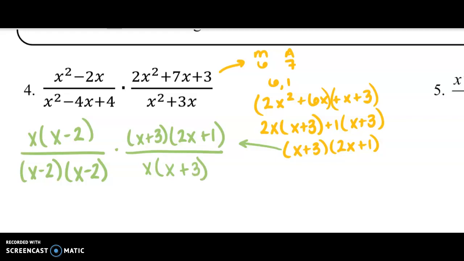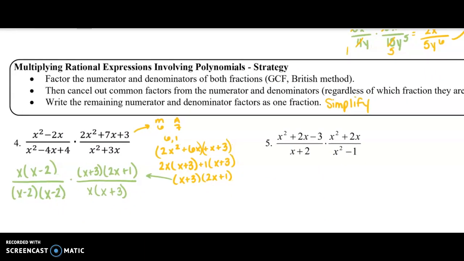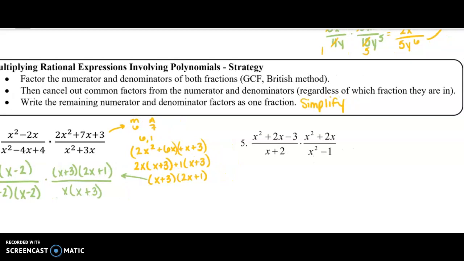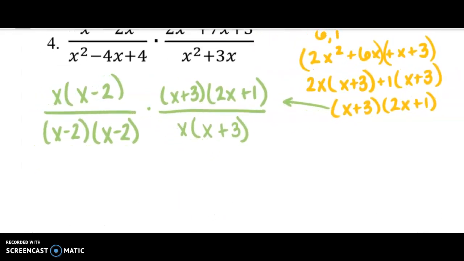So that was step 1. I factored everything individually in the numerator and denominator. Step 2 then says, cancel out common factors from the numerator and denominators, regardless of which fraction they are in. So that's just like cross-canceling. You can only cancel if one's on top and one's on the bottom, but it doesn't matter which fraction they're in. So looking at the first one, I have x.